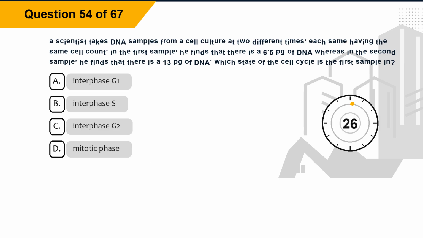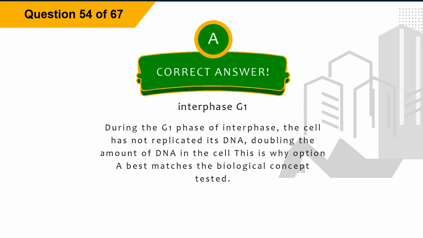Question 54. A scientist takes DNA samples from a cell culture at 2 different times, each having the same cell count. In the first sample, he finds that there is 6.5 pg of DNA, whereas in the second sample, he finds that there is 13 pg of DNA. Which stage of the cell cycle is the first sample in? Option A, interphase G1. Option B, interphase S. Option C, interphase G2. Option D, mitotic phase. The correct answer is option A, interphase G1.